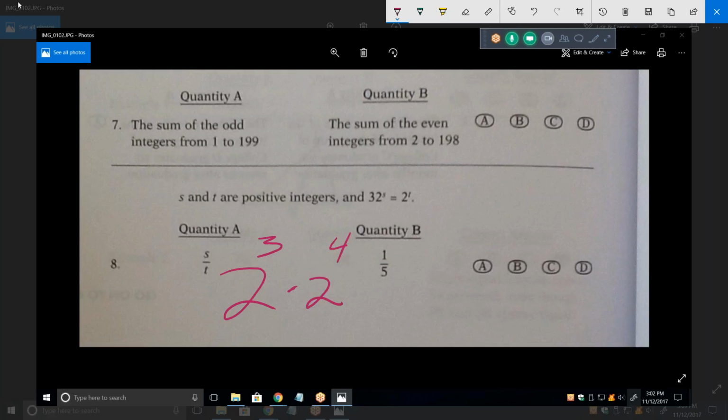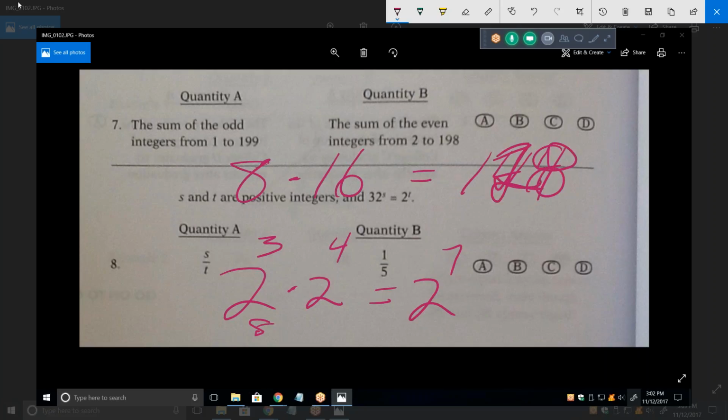It's easy enough to tell what the answer to that is. It's got to be 8 times 16. Well, 8 times 16 is... excuse me, 128, sorry. Doesn't help to make arithmetic mistakes. But 128 is 2 to the 7th. It's not 2 to the 12th.